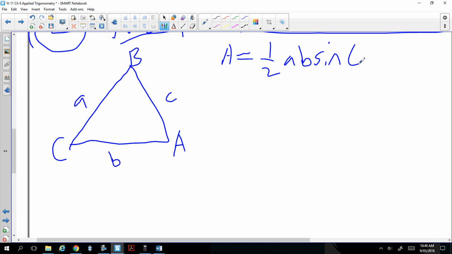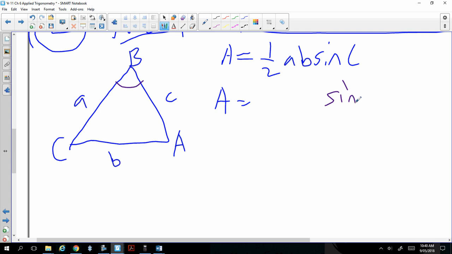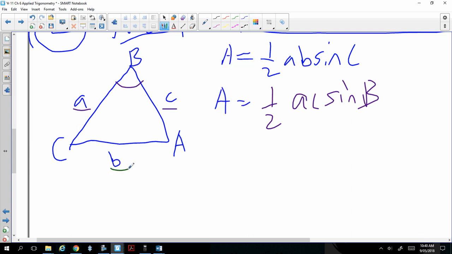Or area is also, if I use angle, say B, it's going to be sine B, but which 2 sides will we use? A and C, right? That's also the same area, isn't it? Area of this triangle using two different sides. I could also find the area using sine A, which involves sides B and C, isn't it? Alright, now we can make them all equal.